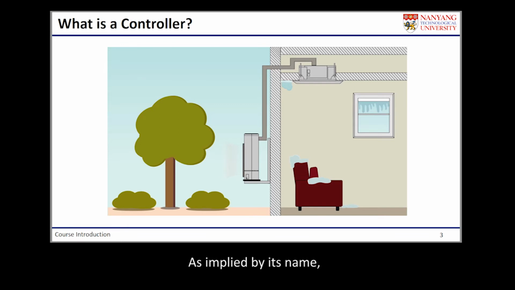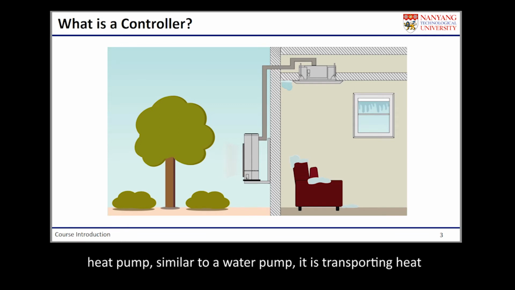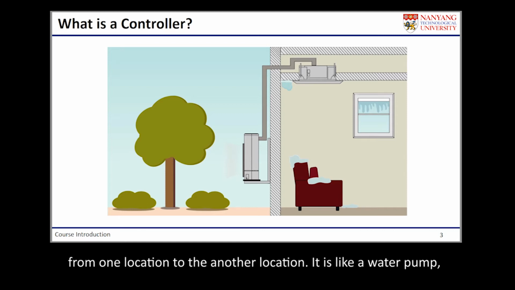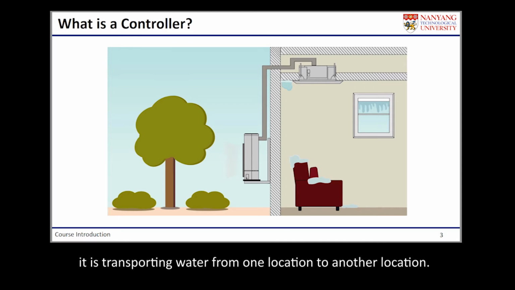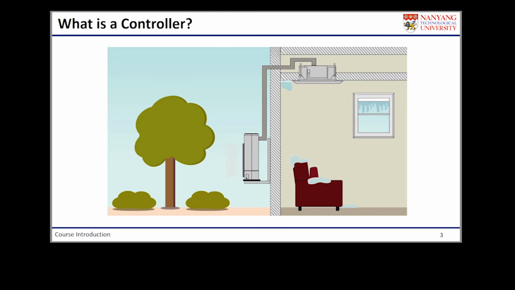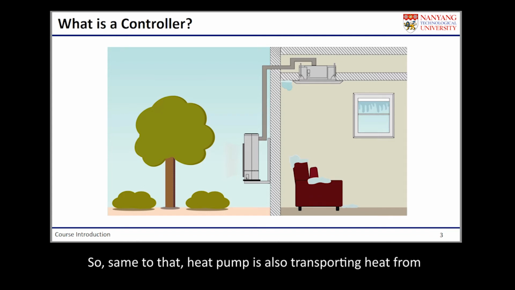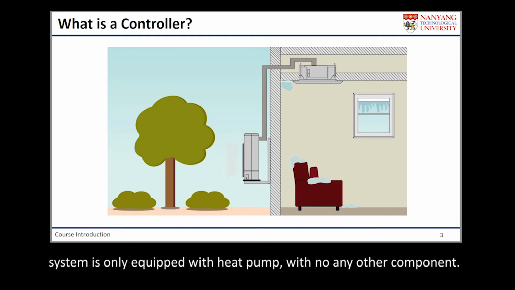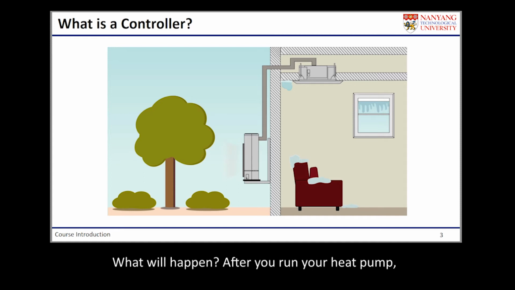As implied by its name, a heat pump, similar to a water pump, transports heat from one location to another. A water pump transports water from one location to another. Same with that, a heat pump transports heat from your room to outside. And imagine if your air conditioning system is equipped with only a heat pump, with no other component. What will happen after you run your heat pump?